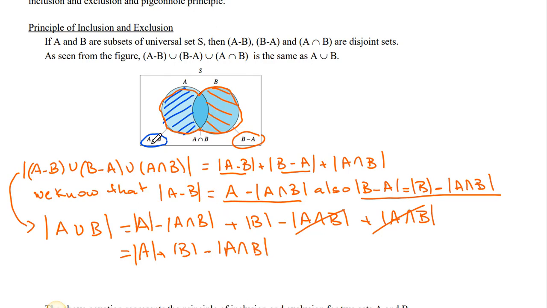So as we can see, A union B is all of A plus all of B, but because I count A intersect B twice, we have to remove it once. Once I said all of A, I counted A intersect B, and when I said all of B, I counted A intersect B again, so I must remove it once. Hence the name, the principle of inclusion and exclusion. So you include, then you exclude.